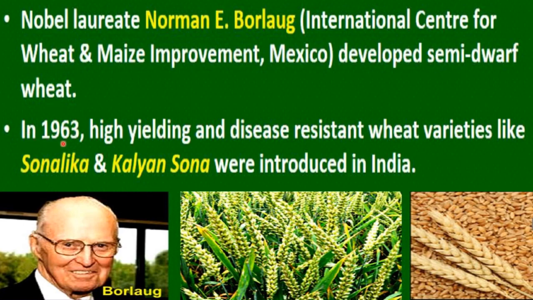In 1963, high-yielding and disease-resistant wheat varieties like Sonalika and Kalyan Sona were introduced in India. So both these, Sonalika and Kalyan Sona, you can say are hybrid varieties of wheat, and these are high yielding varieties of wheat, and these were responsible for the Green Revolution also.